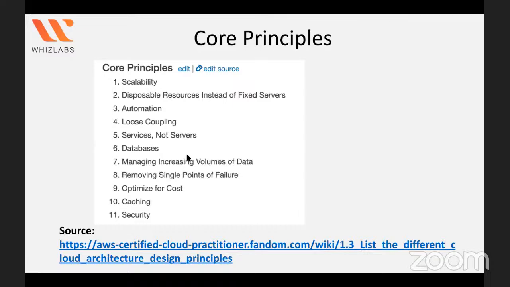Then comes databases. AWS has evolved a lot in databases. If you want to use managed MongoDB, you can go with DocumentDB, or if you want to use managed RDS, you have a better option in Aurora. And then comes managing the increasing volume of data. Now we are in a place where data is probably the next big thing we have.